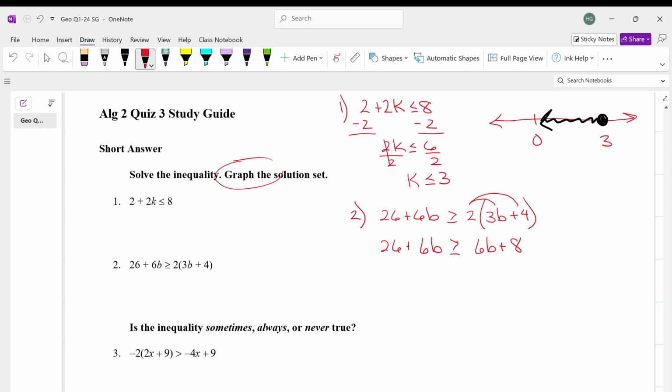Now, if you've got a positive 6b on both sides of this inequality, you can just cancel them out. That's what would happen if you subtract 6b from each side. So if you bring down your 26 greater than or equal to 8. Now, 26 is always greater than or equal to 8, isn't it? So what this becomes, your solutions are all real numbers.